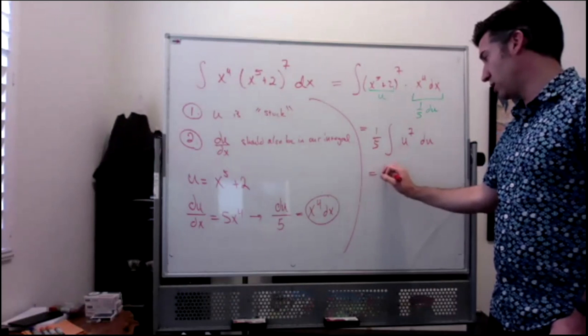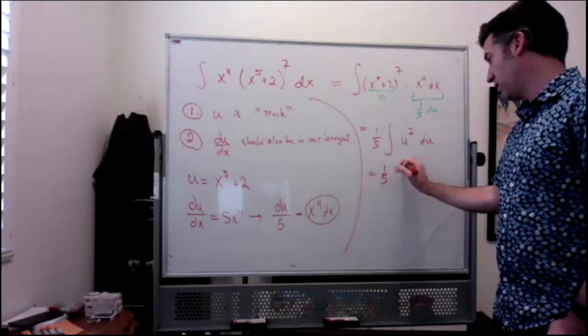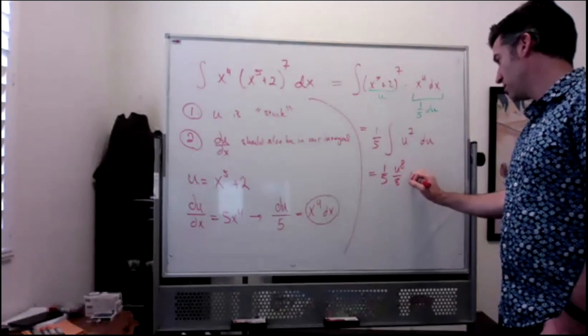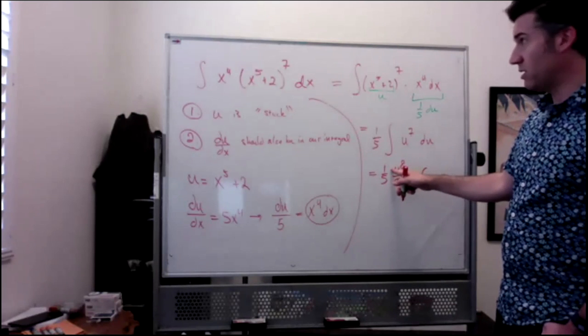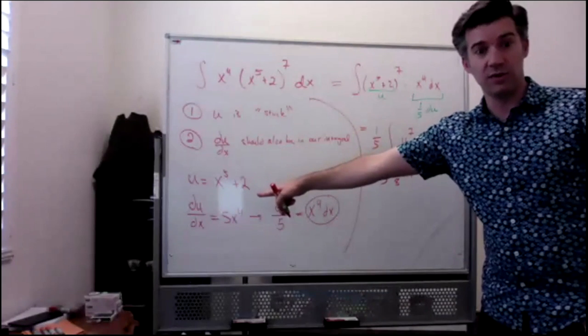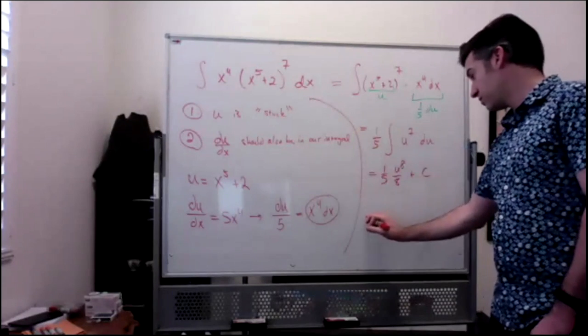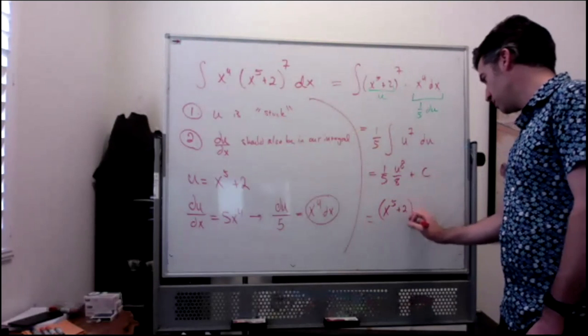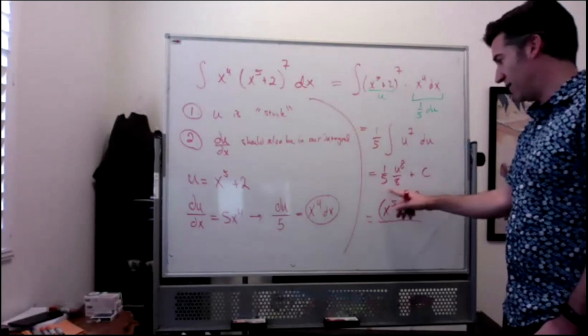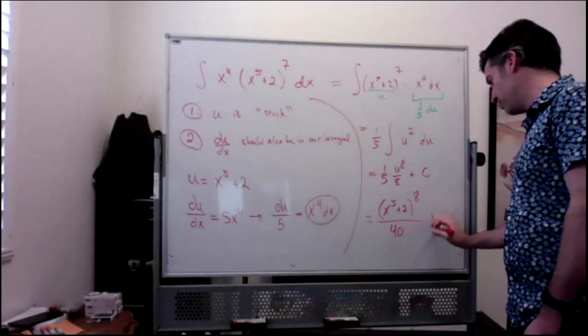We anti-differentiate. We get 1/5 u to the 8th over 8 plus c, and then we simplify. I replace u with what I said it was equal to, which is x to the 5th plus 2. This is going to be x to the 5th plus 2 to the 8th over 5 times 8 is 40 plus c.